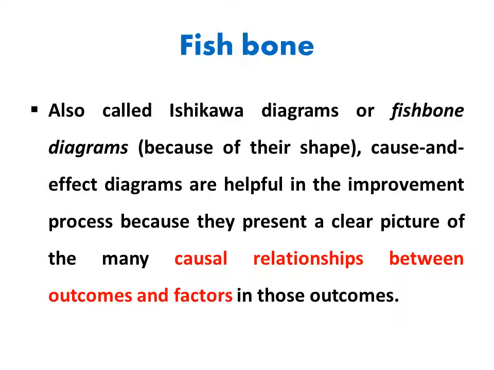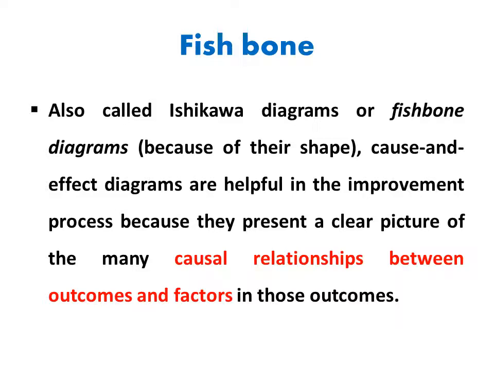Fishbone. Actually, for this tool, so many names you can find in your website or books: fishbone, Ishikawa, cause and effect diagram. They have so many names for this tool. This one is helpful in improving the process because it presents a clear picture of the many causal relations between the outcome and the factor, the effect.